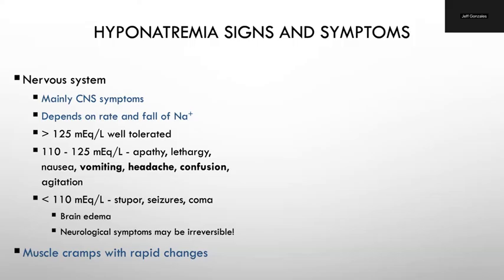Symptoms of hyponatremia are mostly neurological and depend on how quickly the sodium falls. In general, at 125 or higher the patients are often asymptomatic. At lower than 125 but greater than 110, there may be some confusion, nausea, headache. But at lower than 110 serum sodium, the patient may present with seizures, coma.